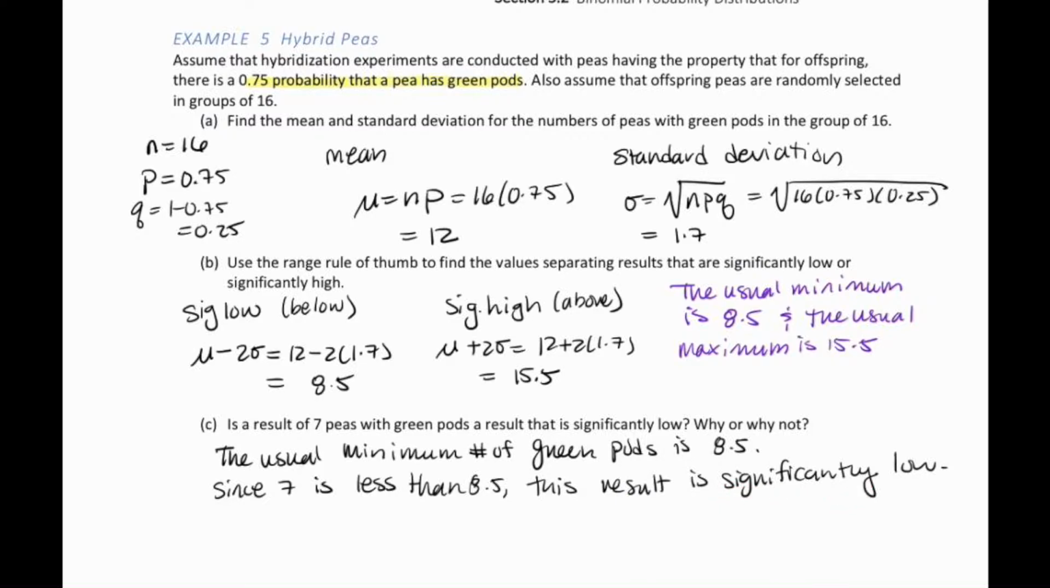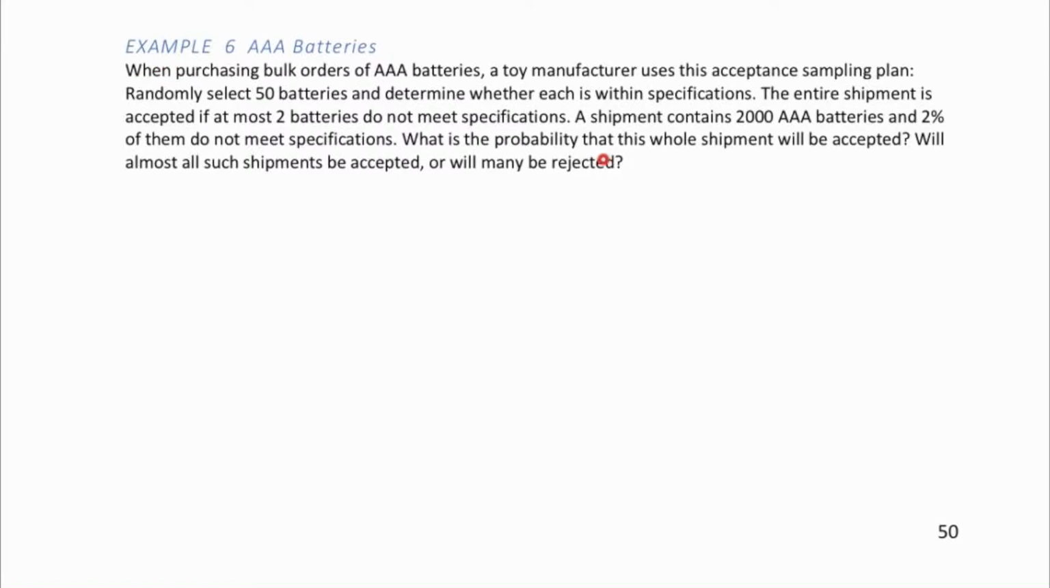Let's look at our last example. When purchasing, the probability that this whole shipment will be accepted. Will almost all such shipments be accepted, or will many be rejected? So let's start off by getting a handle on what we're looking at. They're going to select 50 batteries, so that means our n equals 50. The probability that they do not meet specifications is 2%, so our little p is 0.02.